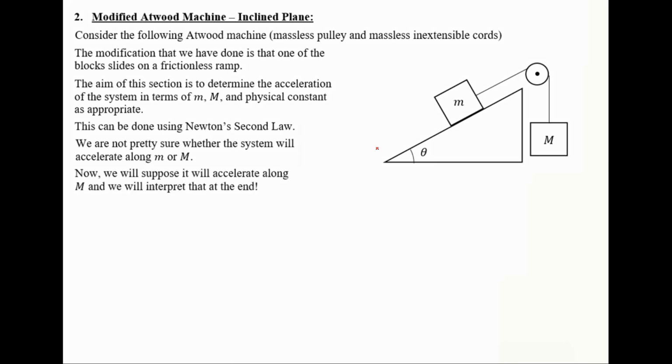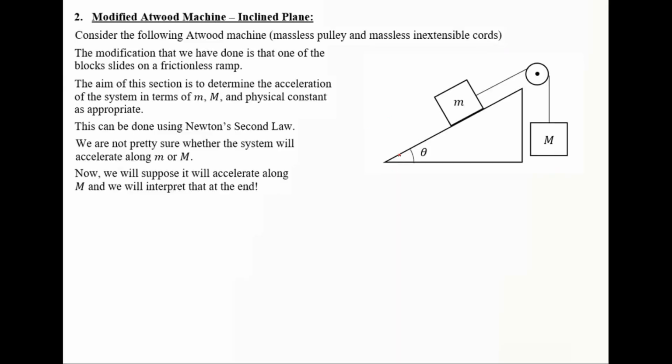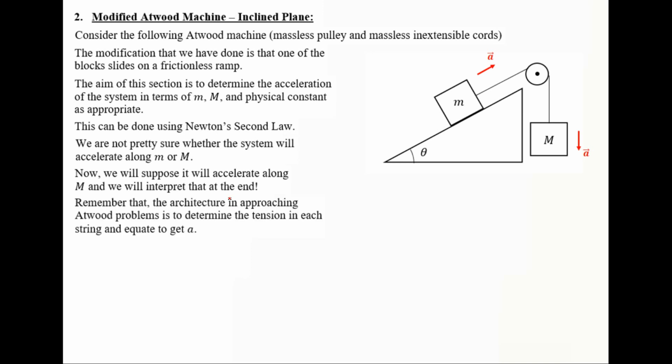Even if one mass is greater than the other, or vice versa, we're not sure of the direction of the acceleration, because there is another factor that has entered the game, which is theta. Now we will suppose it will accelerate along capital M, and the final result will be interpreted later. So we will suppose that small m will accelerate up the incline and capital M will accelerate down.